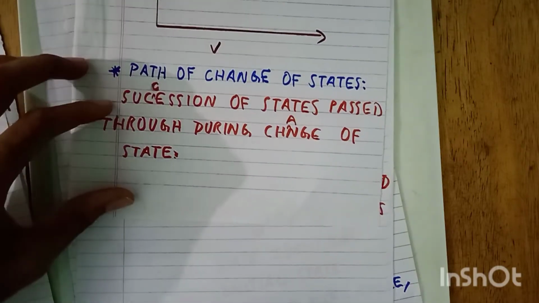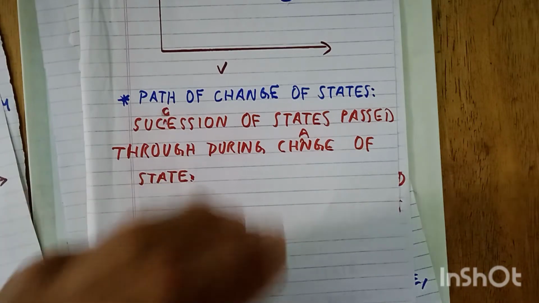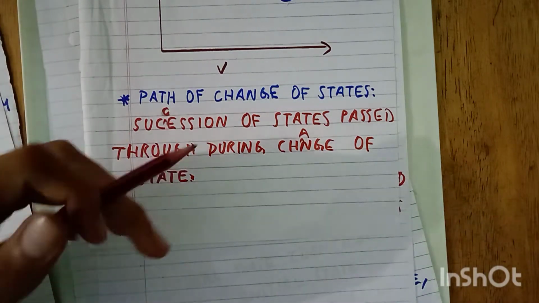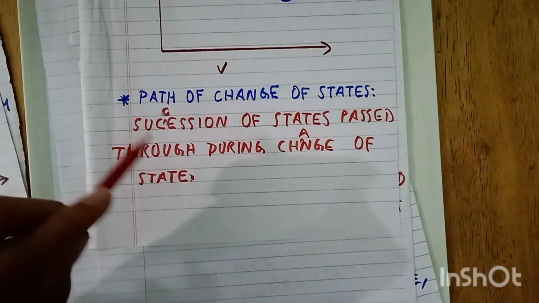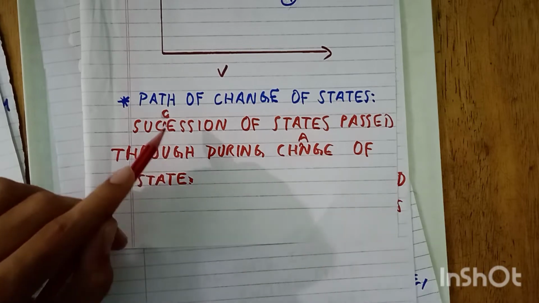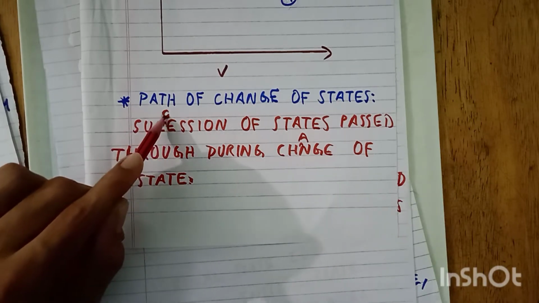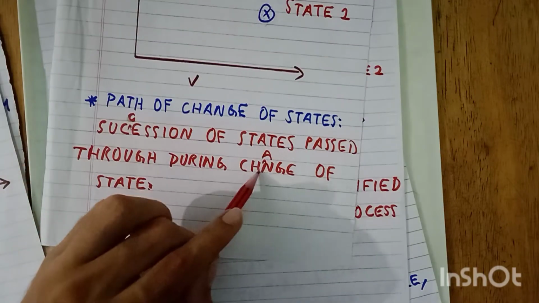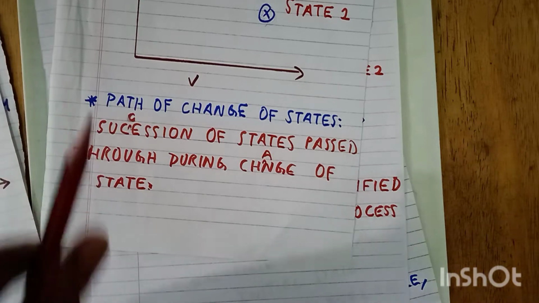Next, let's move on to another one, which is path of change of state. As we move on, you will understand what I mean. Path of change of state is nothing but succession. I'm really extremely sorry, as while writing fast I made a mistake in the spelling. There's a small spelling mistake here too. Next time I'll try to correct it.